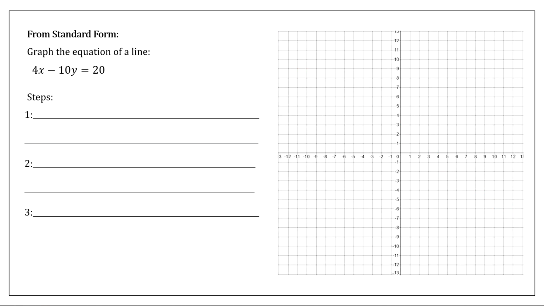Okay, from standard form, again, this is a little bit trickier. It's still pretty easy, but it's a little bit trickier in terms of trying to find what we want to do and how we're going to graph it. What we do in these is we graph what we call the intercepts. We can create an x-intercept and a y-intercept, you'll see in the steps, to plot points to create our line.